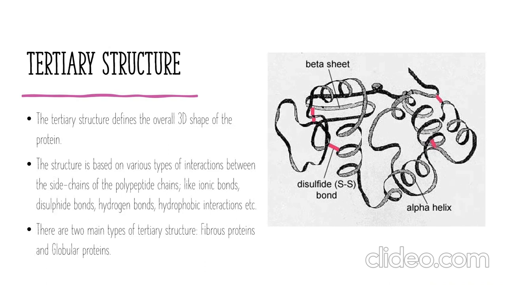The 3D shape is due to other interactions besides hydrophobic interactions too, like van der Waals interactions, ionic bonds, hydrogen bonds, disulfide linkages, etc. There are two main types of tertiary structures: fibrous proteins, which are composed of long and narrow strands and have a structural role, and globular proteins, which have a more compact and spherical shape and have functional roles.